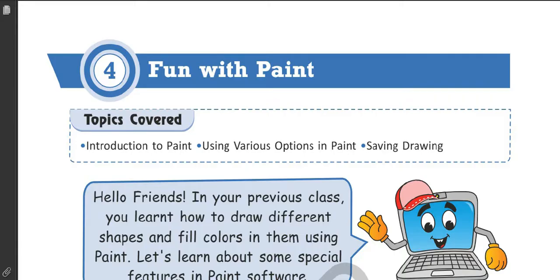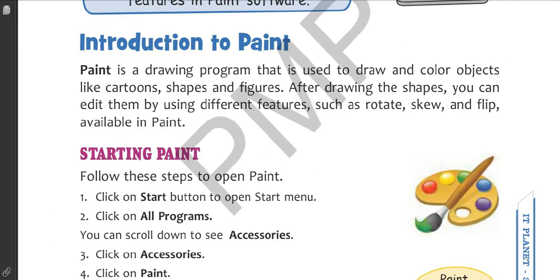Good morning children. Today we will revise chapter 4 Fun with Paint. In this chapter we have already discussed the following topics: Introduction to Paint, using various options in Paint, and saving drawing. So let us revise these topics one by one.